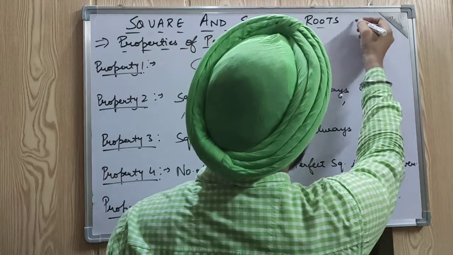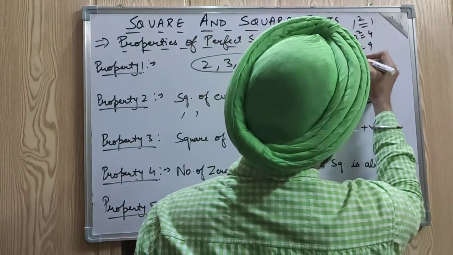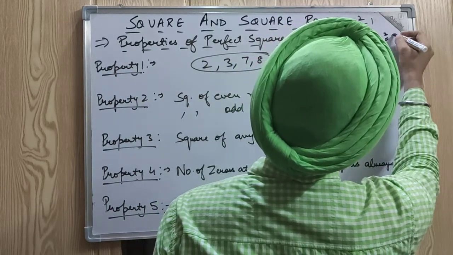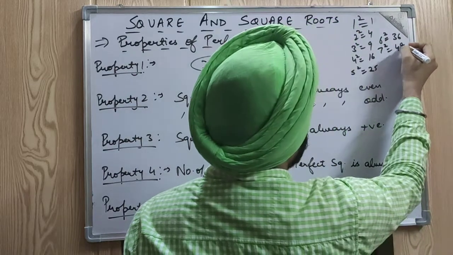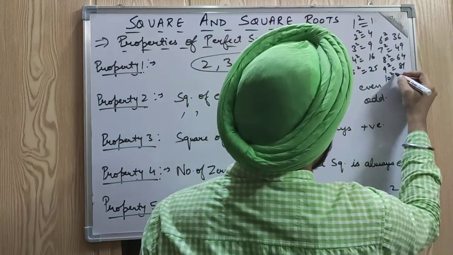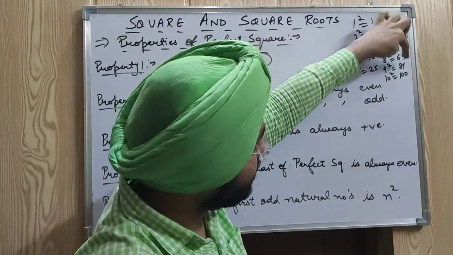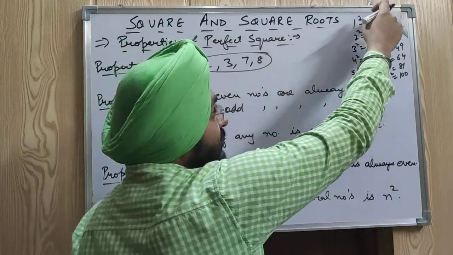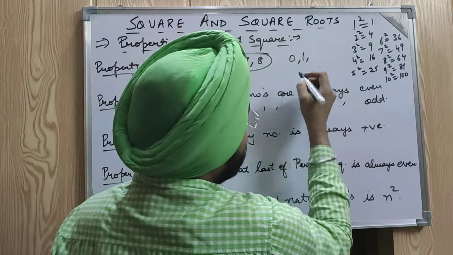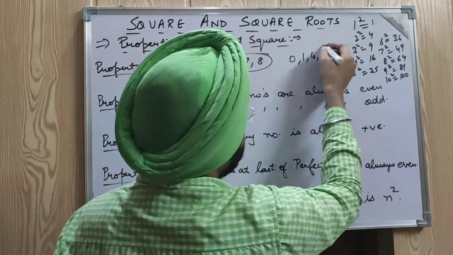1 square will be 1, 4, 9, 16, 25. 6 square will be 36, 7 square will be 49, 8 square will be 64, 9 square will be 81 and 10 square will be 100. Please see the unit digits of all these numbers. We are having the unit digit as 0, 1, 4, 5, 6 and 9.